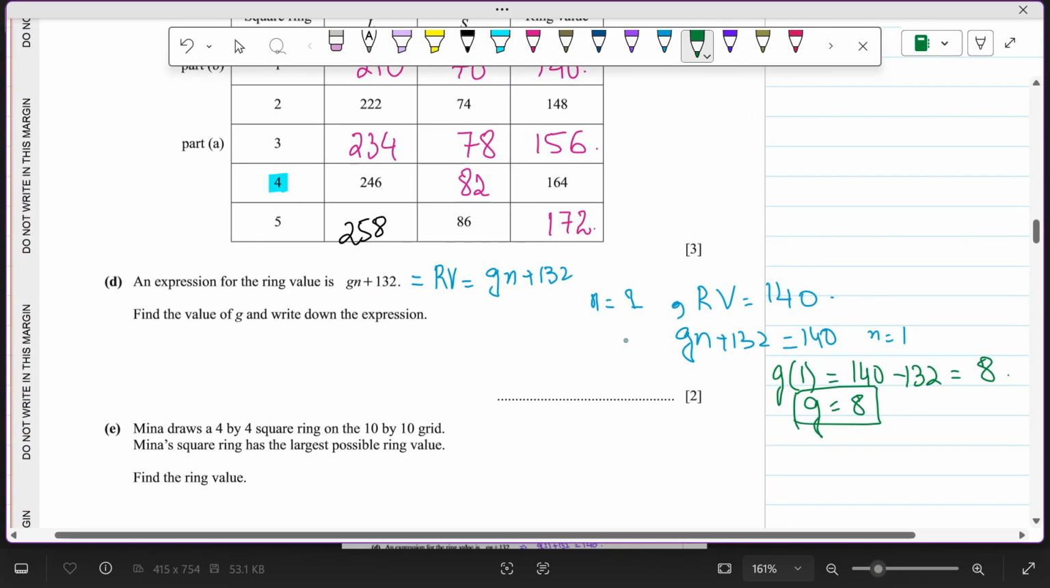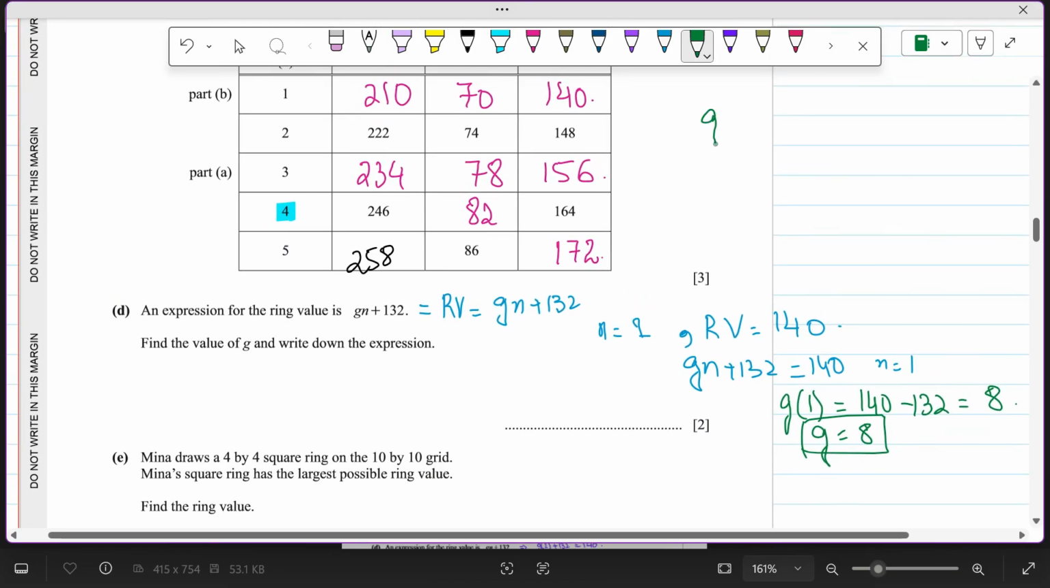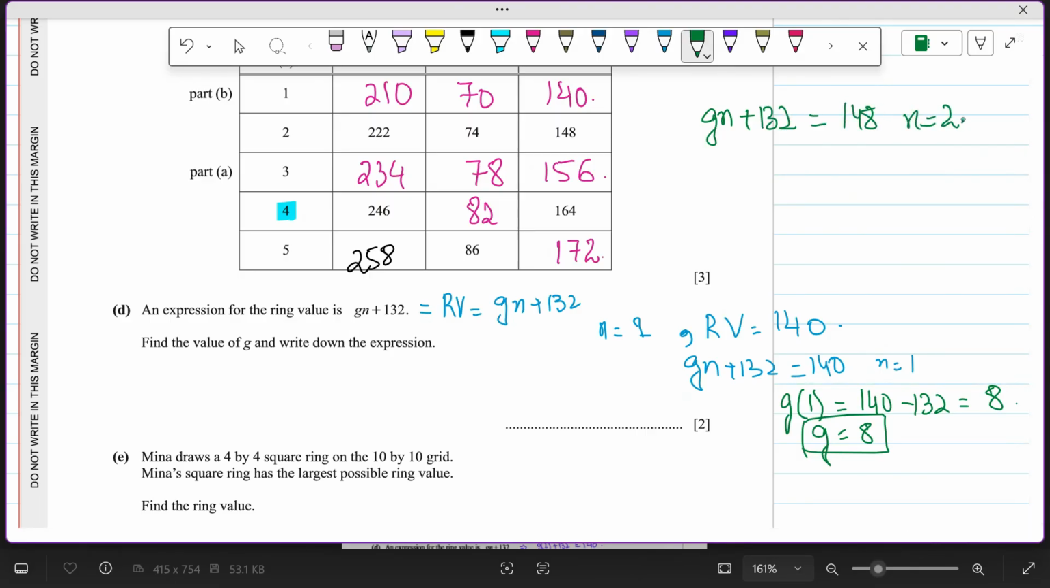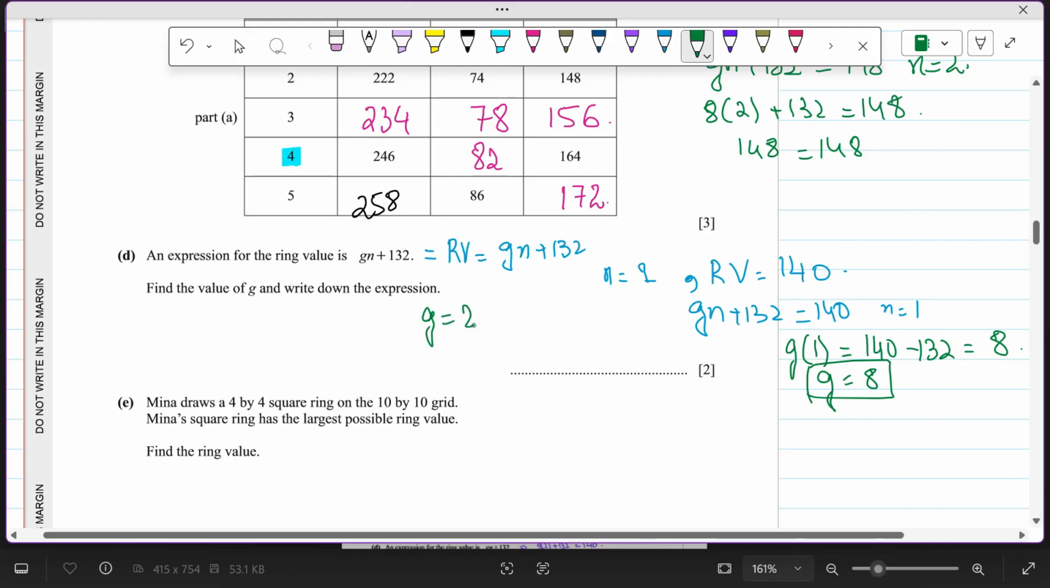We can confirm it by using the same expression for n equal to 2. For example, Gn plus 132 is equal to 148 when n is equal to 2. G is 8, so 8 times 2 plus 132 is 148. So 16 plus 132 is 148. So it's confirmed that G is equal to 8, and the expression is 8n plus 132.